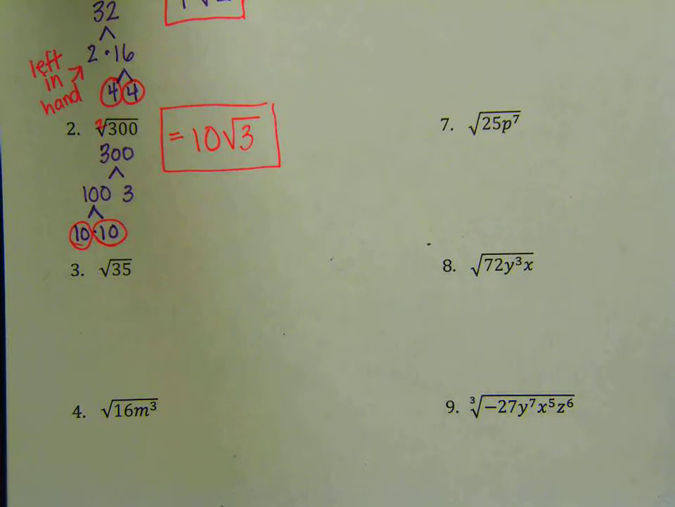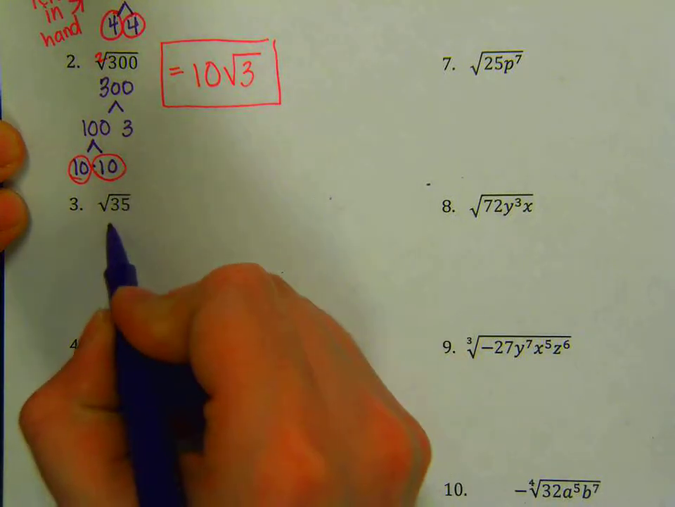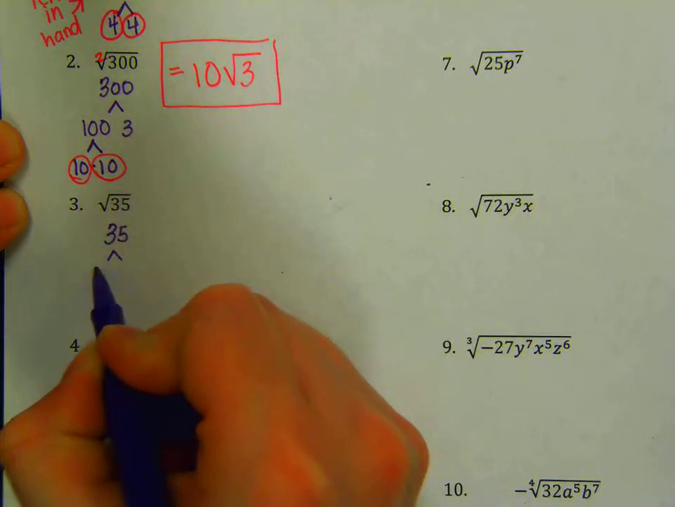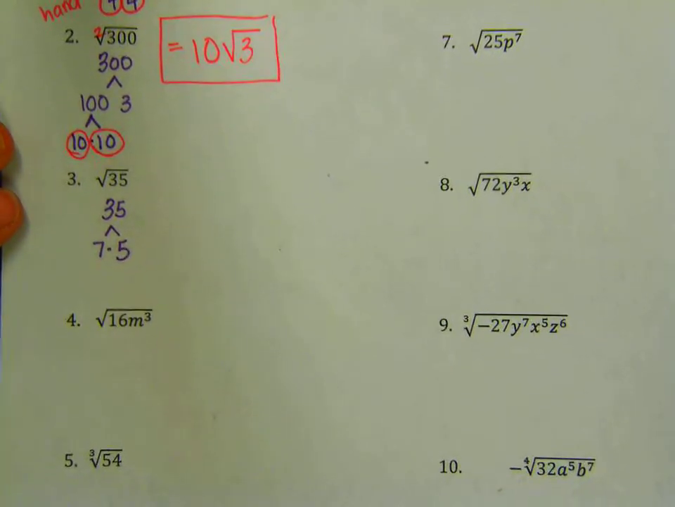Okay, number 3, how can I rewrite 35? 7 and 5. Can I break those down any further? No. So this one cannot be simplified.